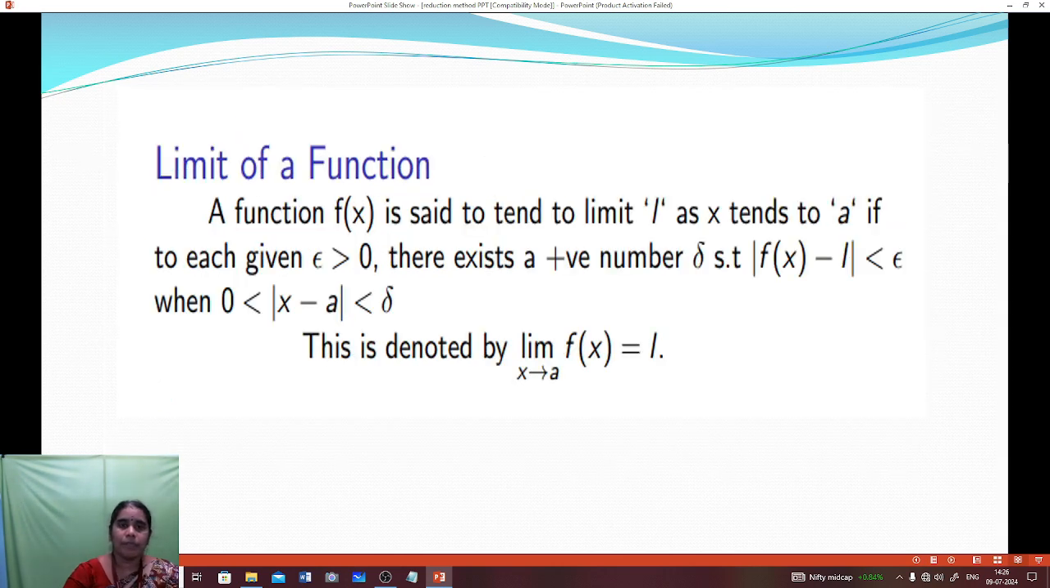Next, the definition of the limit of a function. A function f of x is said to have a limit l if for each epsilon greater than 0 there exists a positive number delta such that modulus of f of x minus l is less than epsilon, whenever 0 is less than modulus of x minus a, which is less than delta. The limit of a function is denoted by limit x tends to a of f of x is equal to l. It means the limit of the function f of x at a is l.